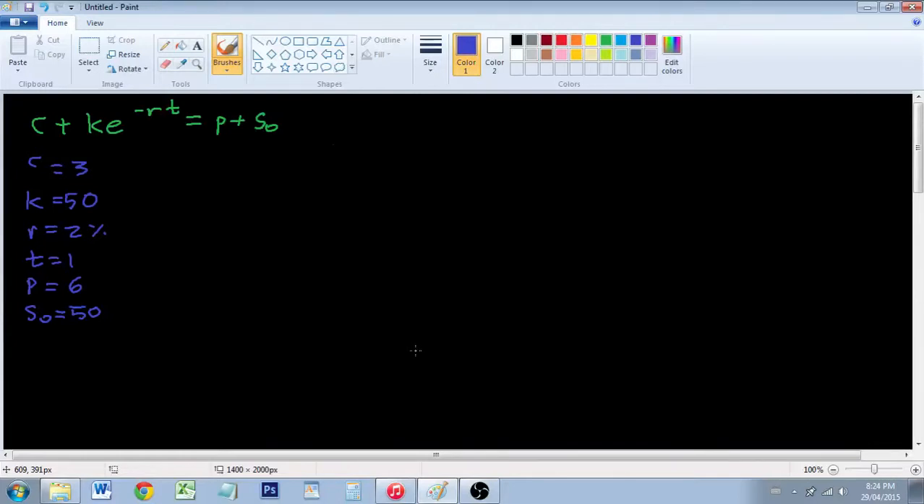We're going to talk about the put-call parity formula and how to use arbitrage with it. So given a basic scenario with put-call parity, we have our call price, which is $3, our strike price, which is $50, our risk-free rate, which is 2%, at time period 1, our price of the put, which is $6, and our stock price at time 0 is $50.